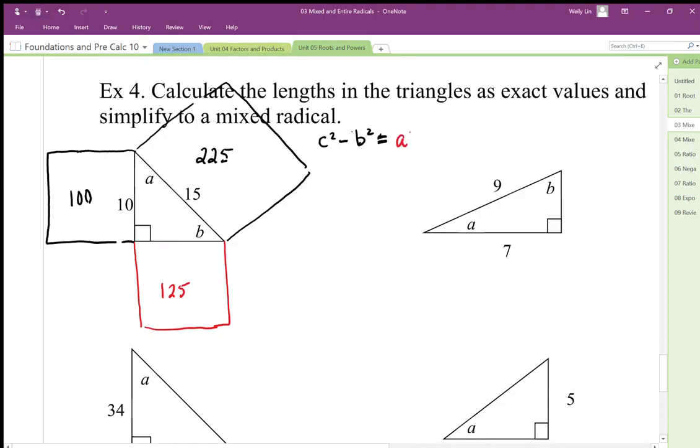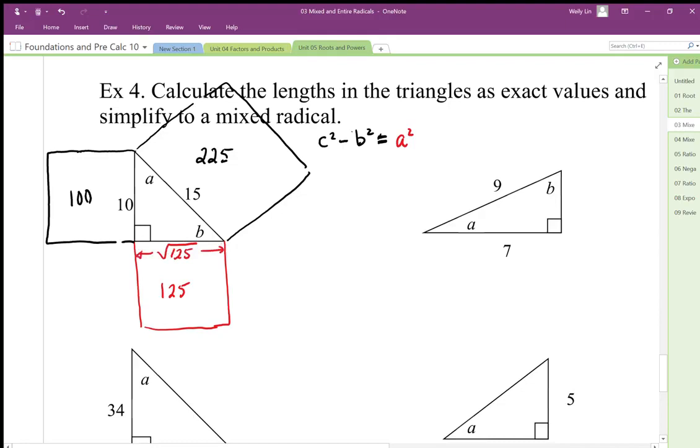But remember that when we do Pythagoras, we're really finding area, but what we want is side length. To go from the square area to side length, I'm going to square root, and I'm going to get the square root of 125 as the length of that side.